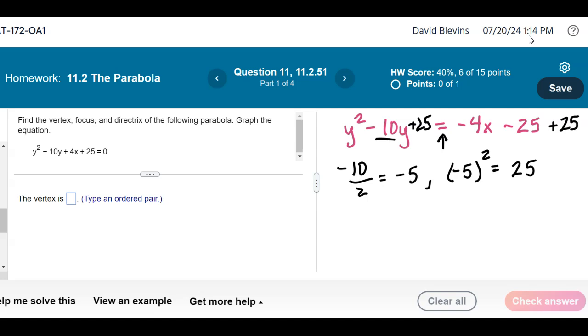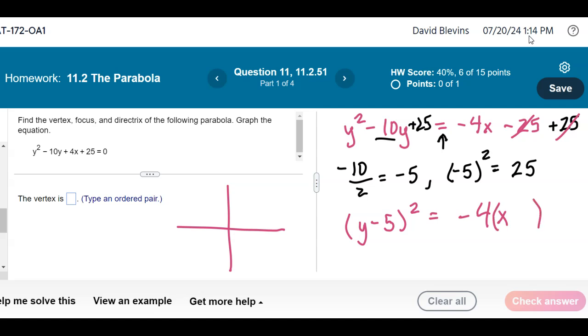And so I'm going to end up with y minus 5 squared on the left. That's equivalent to y squared minus 10y plus 25. And on the right, the minus 25 and the plus 25 cancel, and this is just a minus 4x. So what I have here is a parabola. It's been shifted off the origin, but only in the y direction. There's no parentheses around the x because those 25s canceled. So we didn't shift left to right, we only shifted up and down.